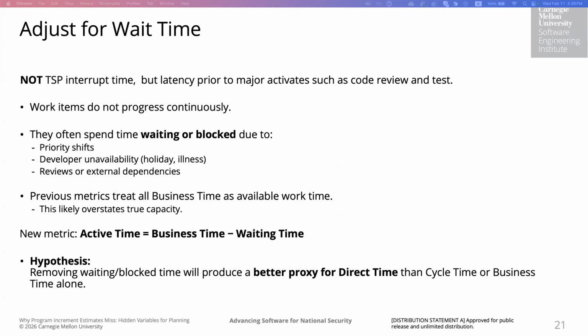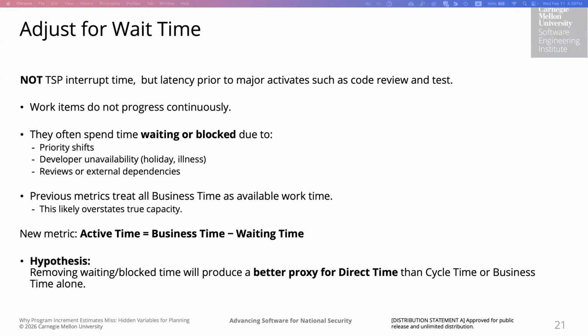So this basically refers to the latency between the major activities, between the work sessions, because work items don't always move continuously. They pause, they get blocked, they get deprioritized. That can happen because the priorities might shift. Someone might be out for a holiday or being sick, or they might be waiting on a review, or a dependency is pending, right? So all of these things might happen.